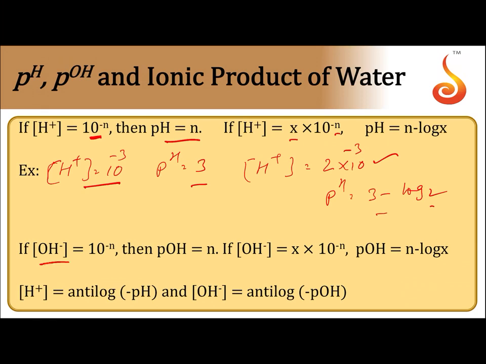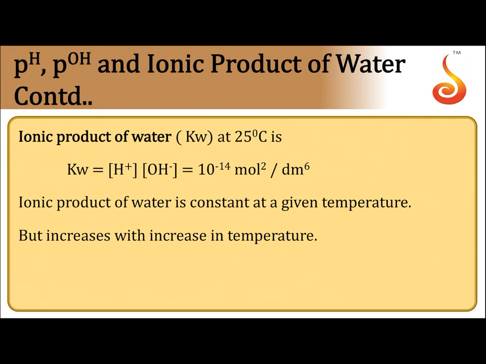And H plus will be equal to the anti-log of minus pH. Suppose you have pH equal to 3. What is the value of H plus? That is going to be the anti-log of -3. So if pH is equal to 3, H plus will be equal to the anti-log of -3, which becomes 10 to the power of -3. Similarly for OH minus ion also.